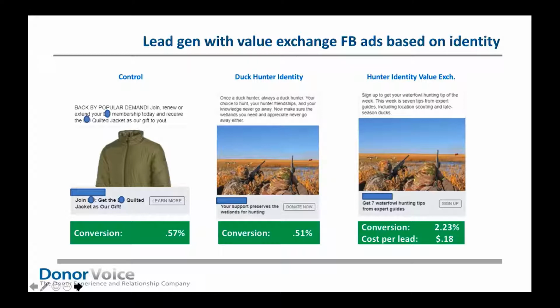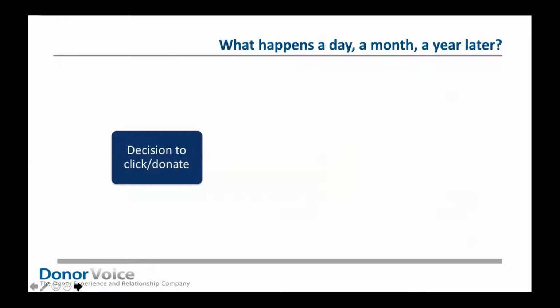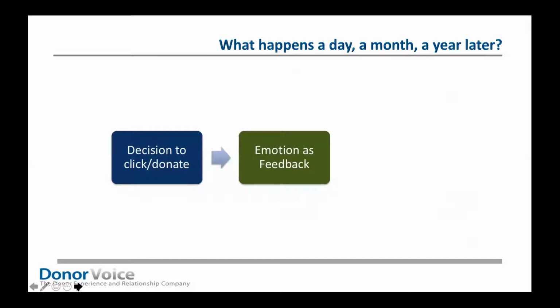Okay, so we've seen evidence that identity can improve lead generation or donor acquisition. What happens afterwards? How can we increase their conversion to donors, their repeat donations, or their retention? Now, that's where emotion comes in again, but this time as a feedback mechanism.